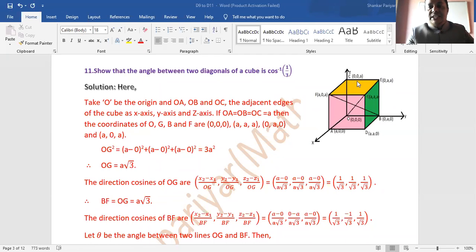This figure is a cube, as a concrete example. In the cube, there are 6 surfaces. You can see here this is length, this is breadth, this is height. Length, breadth, and height are equal.